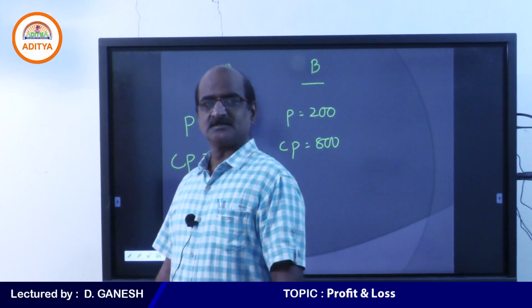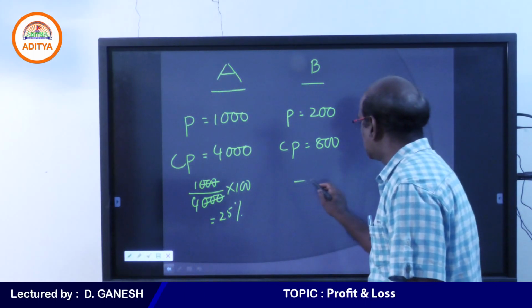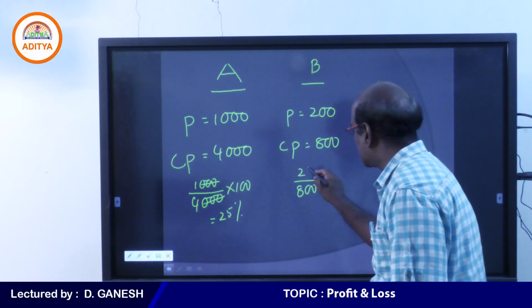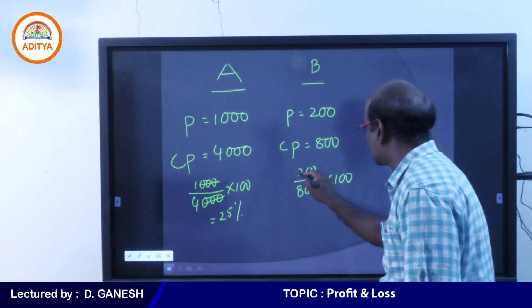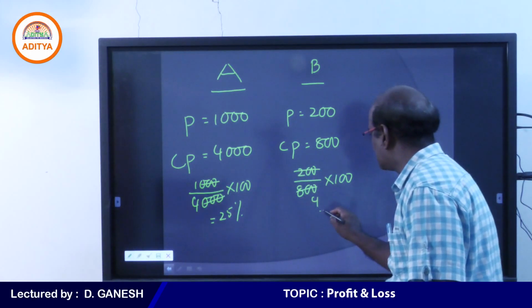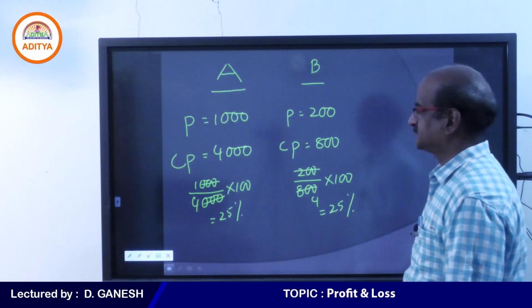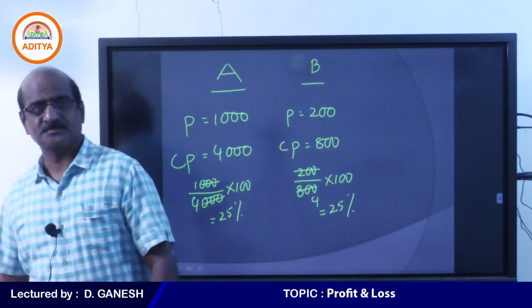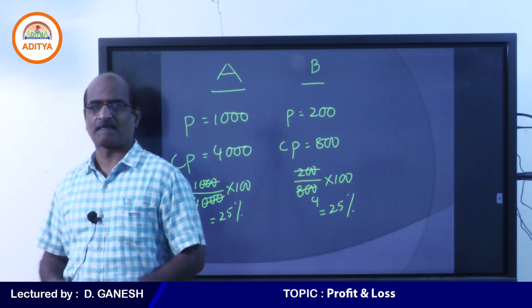You understand that? And when it comes to B, B's investment, that is the cost price, is 800, but he gets a profit of 200. If you multiply the same by 100, you say that B gets a profit of 25%. So hopefully now this is very clear to you.